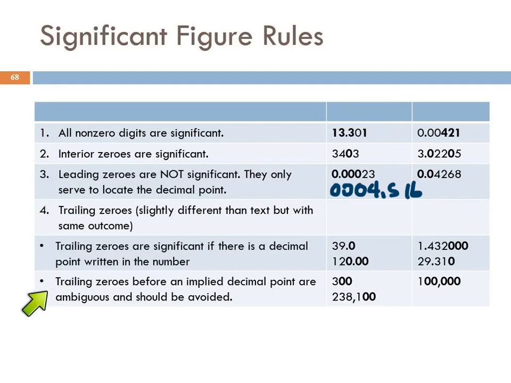Trailing zeros before an implied decimal point, so the number 300, does it have a written decimal point? No. There's an implied decimal point. We know that the decimal point would go right there, but it's not written down. Trailing zeros before an implied decimal point are ambiguous. They should be avoided. Okay, we're going to avoid them. If they do crop up, we're going to assume the worst, and we're going to assume that they are not significant.